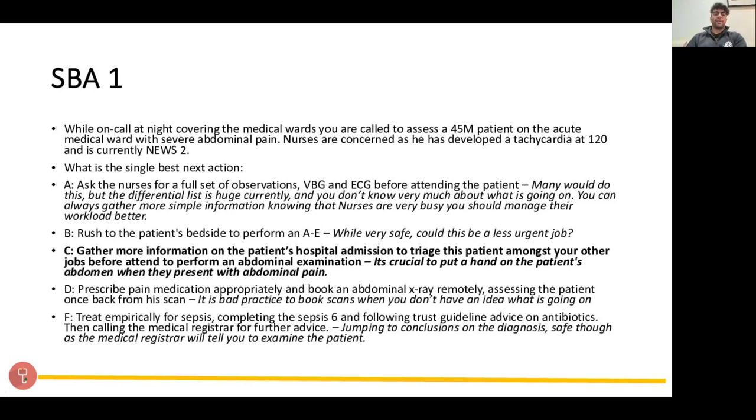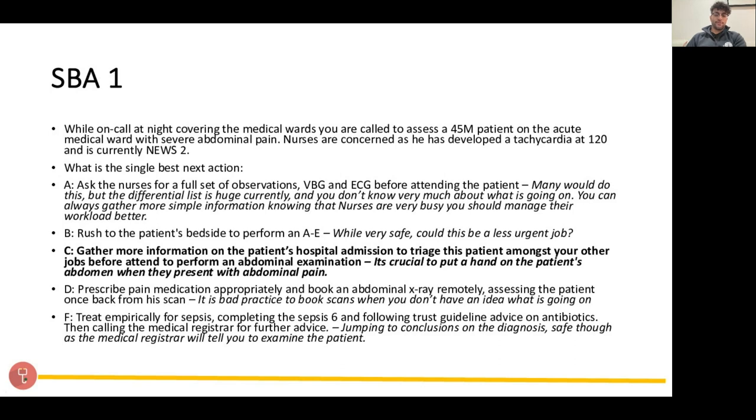Rush to the patient's bedside to perform an A to E. While this is safe, could this be a less urgent job? And given the fact that you'll be called multiple times for abdominal pain, often with no clear cause, it's always important to triage this, especially given the fact that you might have other jobs that are more urgent for you to be doing. For example, you could be informed of a patient who has a Hb of 70, a drop from 90, and that would likely be more urgent than this. C is the correct answer, as it's crucial to put a hand on the patient's abdomen when they present with abdominal pain, but also because it allows you to triage this situation a lot better.